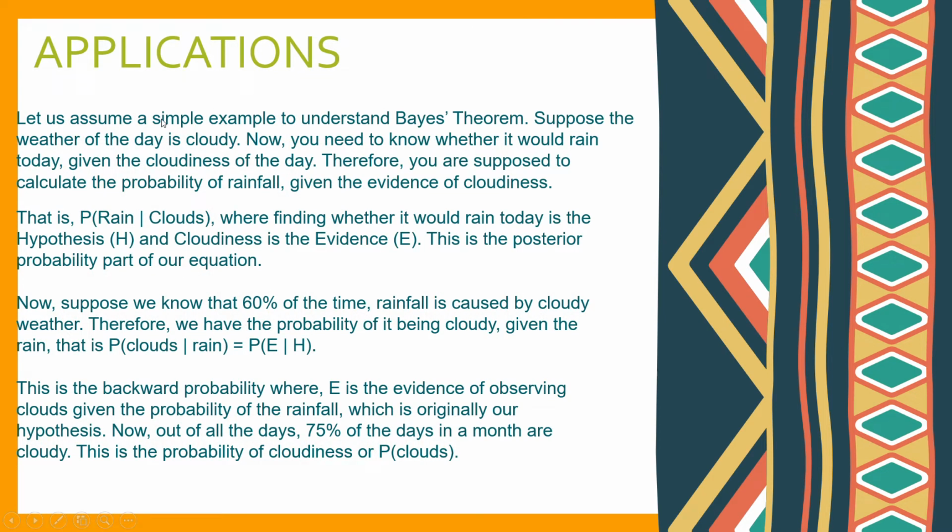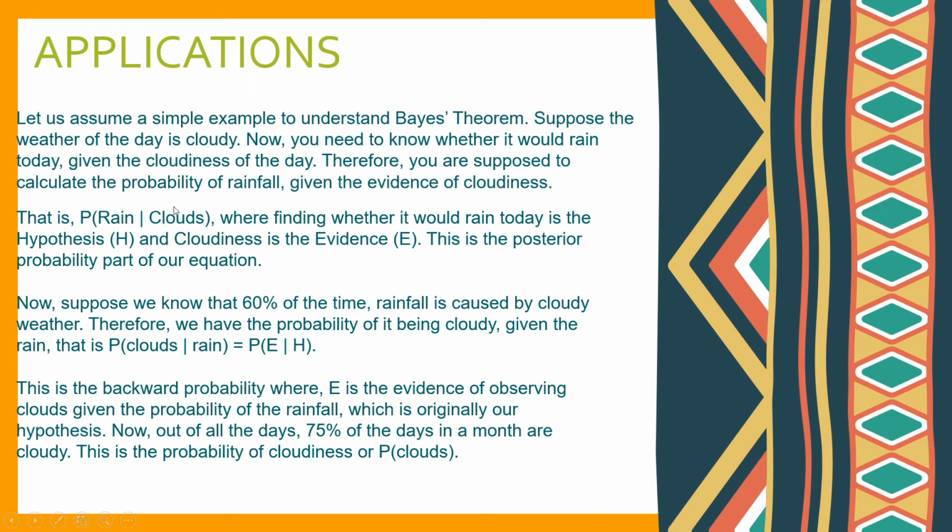Let us assume a simple example to understand Bayes theorem. Suppose the weather of the day is cloudy. Now you need to know whether it will rain today given the cloudiness of the day. Therefore you need to calculate the probability of rainfall given the evidence of cloudiness. You can use Bayes theorem here: P of rain given clouds. We are finding whether it could rain today, which is the hypothesis H. Cloudiness is the evidence, that is E, and this is the posterior probability part of our equation.